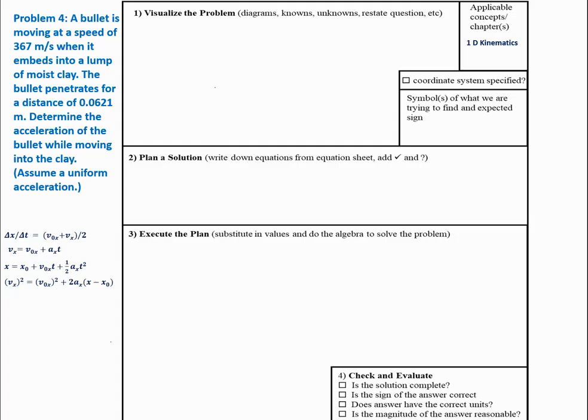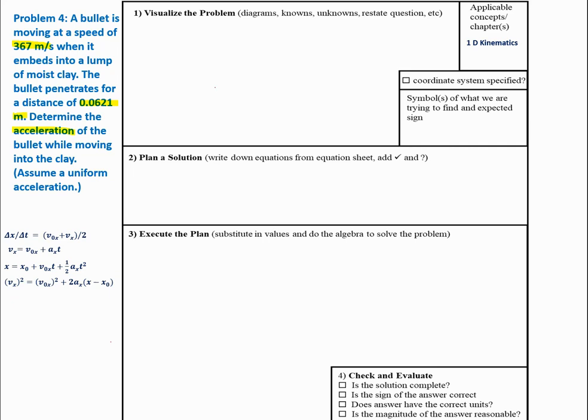Hello guys, in this video we will be going through problem 4 from the module 2 notes packet. In this question, a bullet starting from a velocity of 367 meters per second accelerates into a lump of clay and moves 0.0621 meters inside the clay, and we are asked to calculate the acceleration of the bullet.